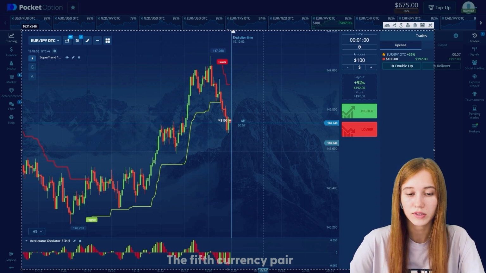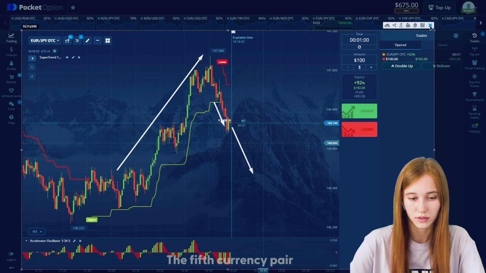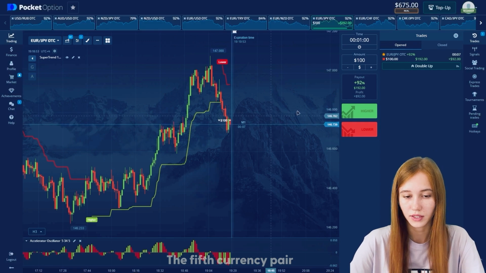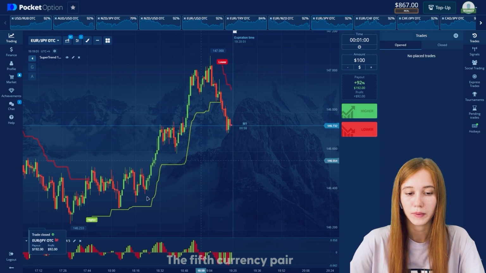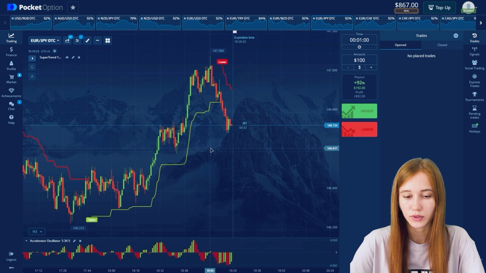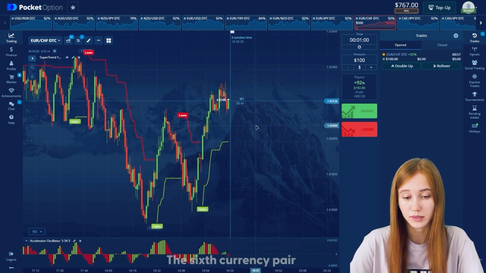Yeah, so most likely it will continue as we had a strong rise. Let's see. There are 4 seconds until the end of the deal, and I hope to close this deal with a profit. Yeah, we close with a plus, profit at $92. Now we move on to the next currency pair.